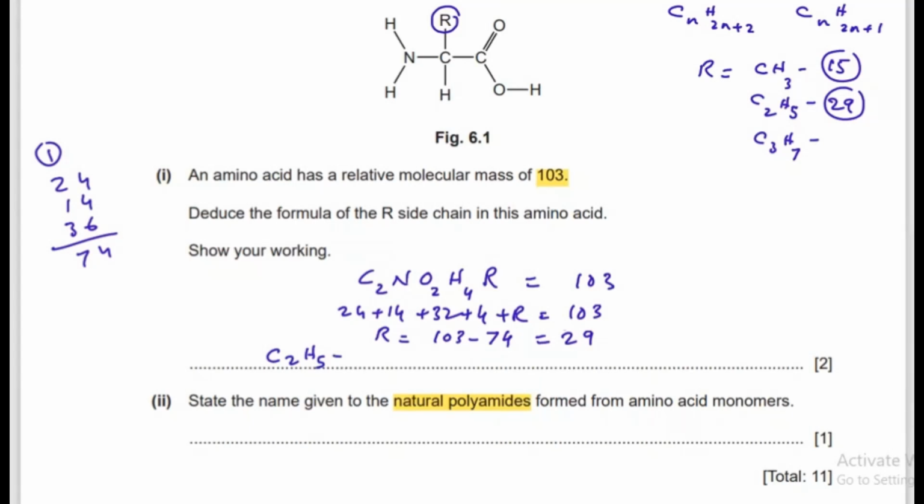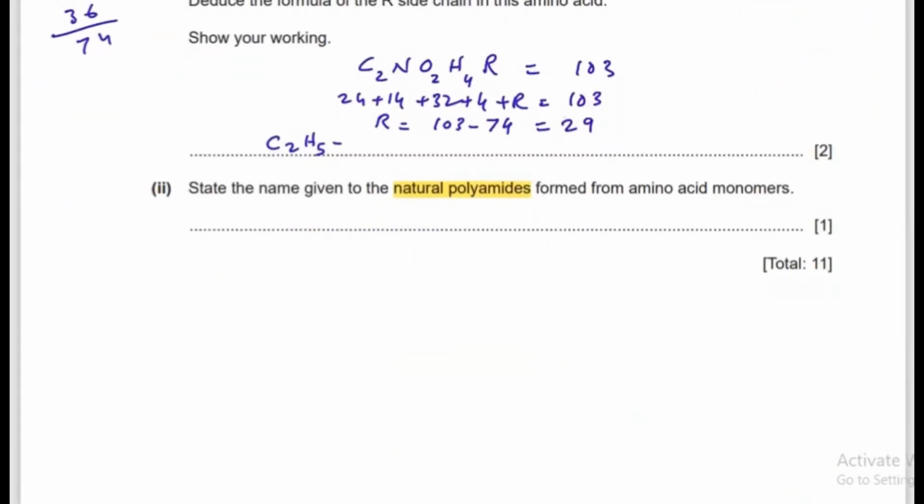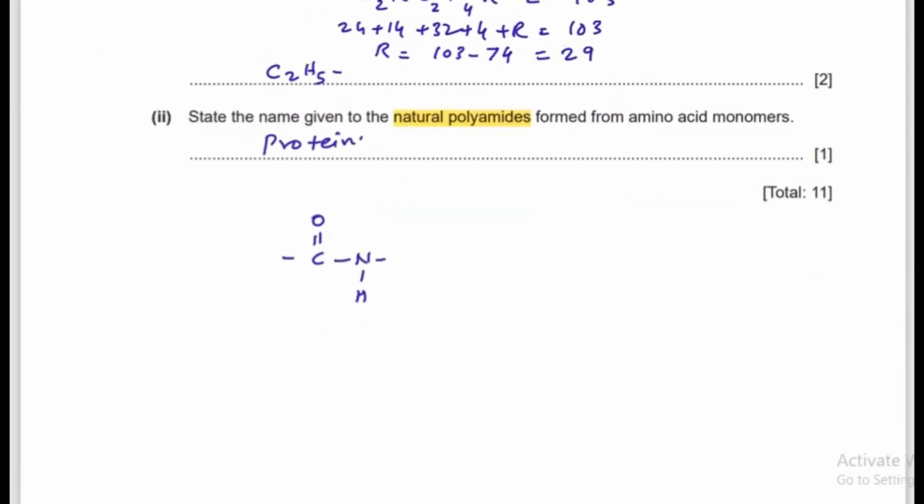State the name given to the natural polyamide formed from the amino acid monomer. Amino acid monomers linked together to form a protein. So protein has the amide linkage. This is the amide linkage, C=O, NH. So the amide link is in the protein. So when thousands of amino acids join together, we will get the protein. This was the last part. Thank you.